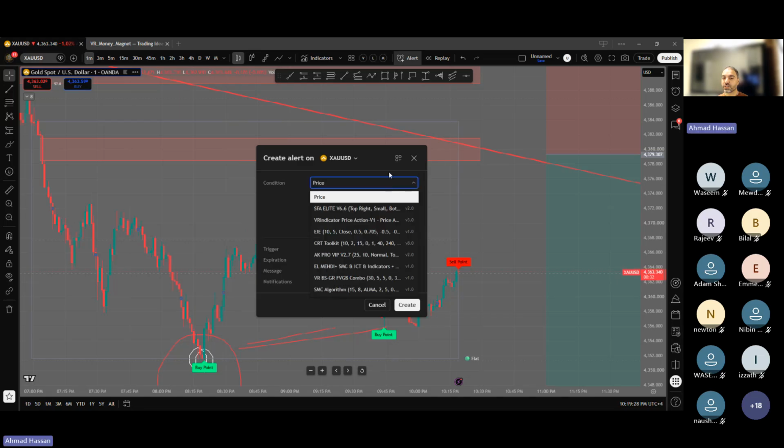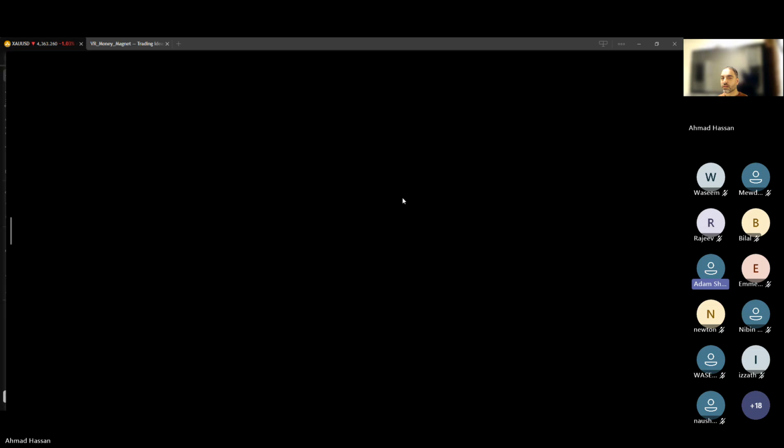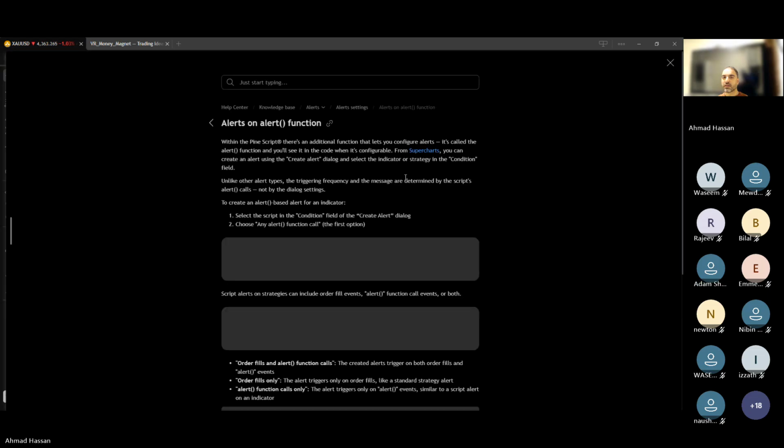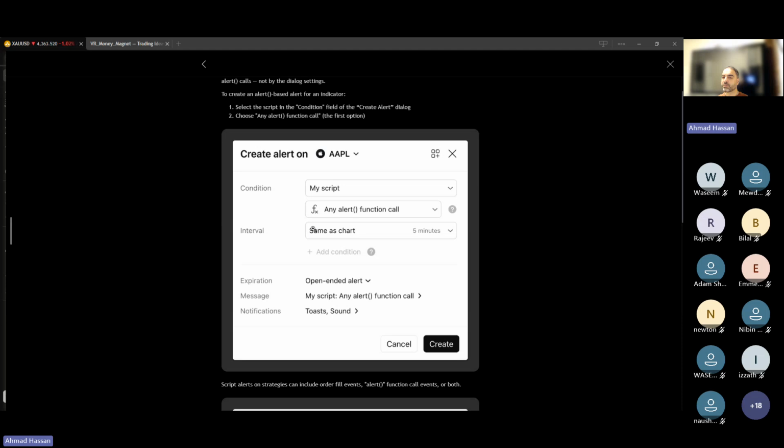So which algorithm? I am taking the VRBS algorithm. Okay, this is my condition. And what is the function? Alert function call. Can you see that exclamation mark? Can you just click on that for them? It shows you the same as the chart. Let it be as this.